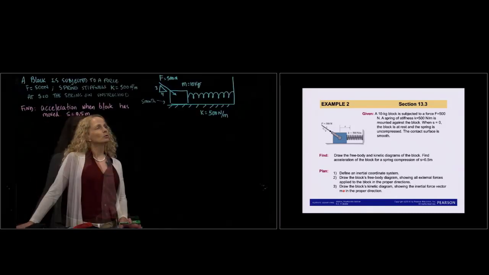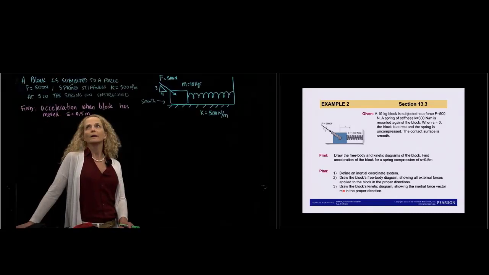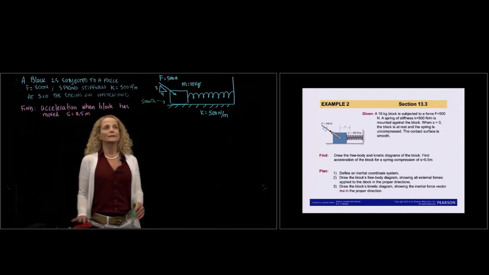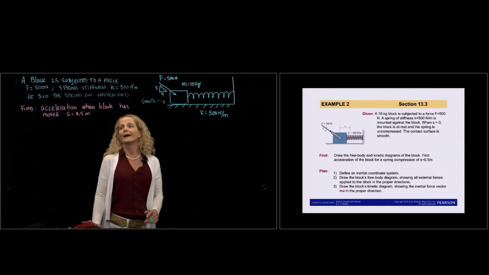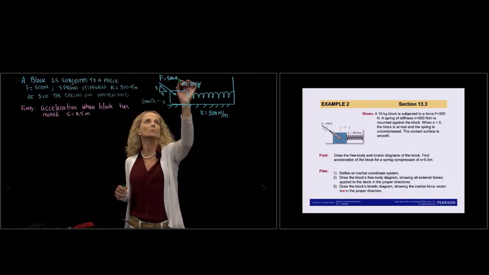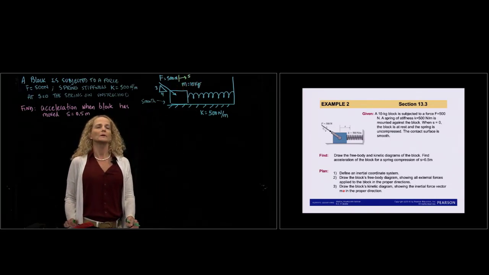This is example number 2 of chapter 13. So we have a block of mass 10 kilograms that is subjected to a force of 500 newtons. The spring stiffness is 500 newtons per meter, and at S equals 0, so we have S right here, equals 0, the spring is unstretched.